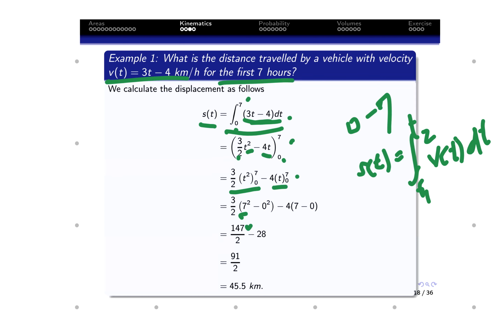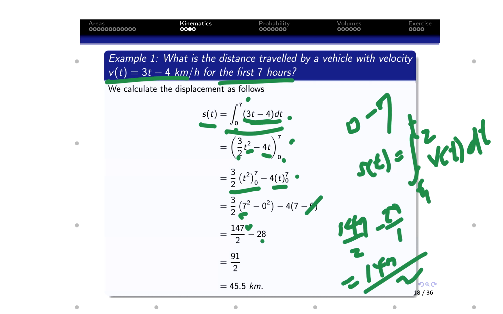So you have 147 divided by 2 minus 28 over 1. The LCM is 2, so 2 into 1 times 147 is 147 minus 28.